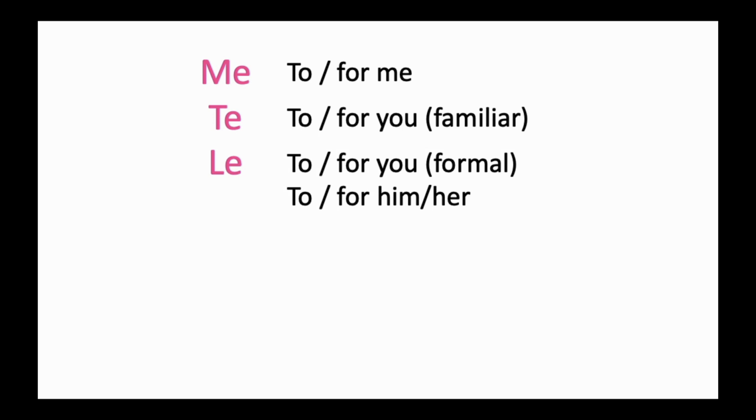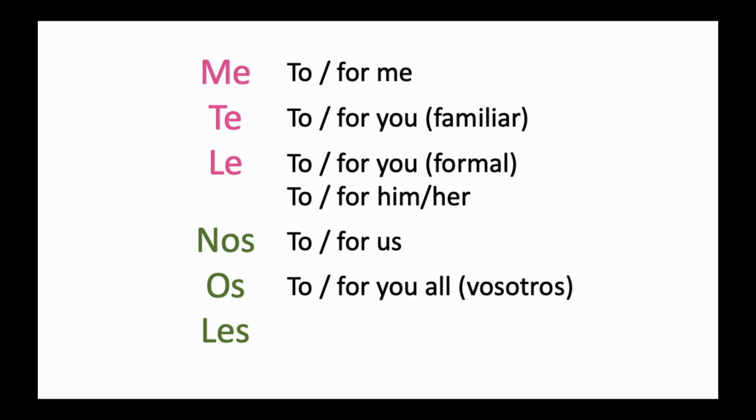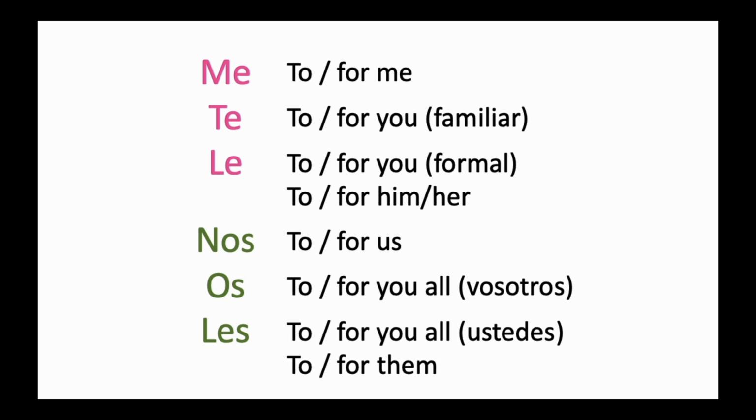Let's take a look at the plural ones. Nos, os, les. Nos means to us or for us. Os means to you all or for you all. That is when we are using vosotros. If you're using ustedes, to you all or for you all will be les. Les also means to them or for them. Take a minute to memorize them, because then that way you can have them handy for the next activity, which is to fill in the blank.